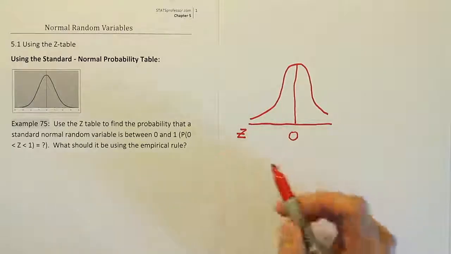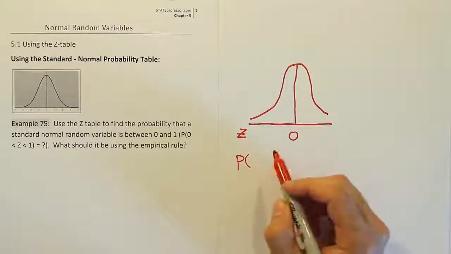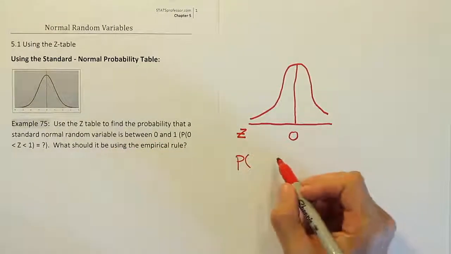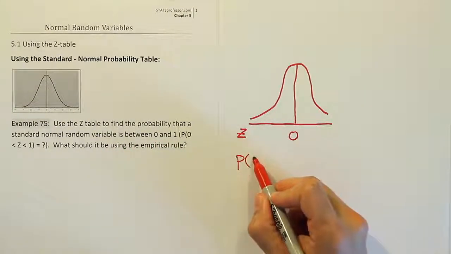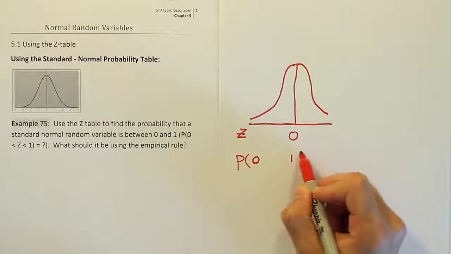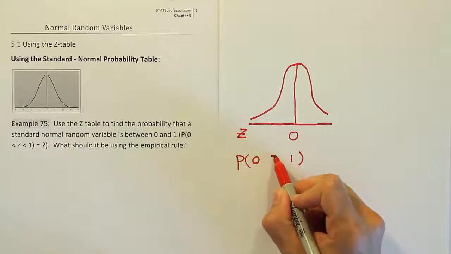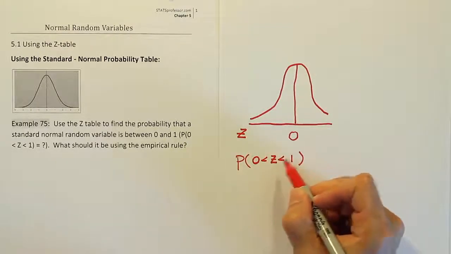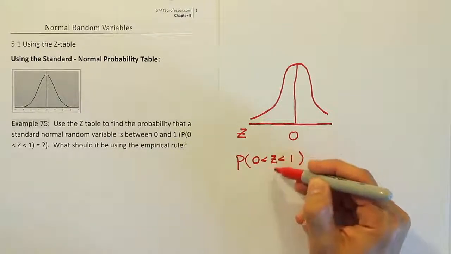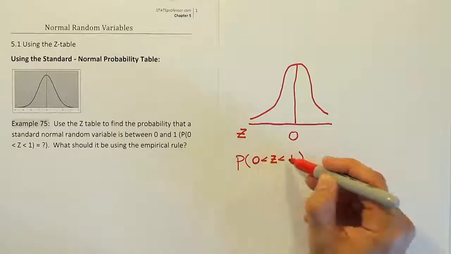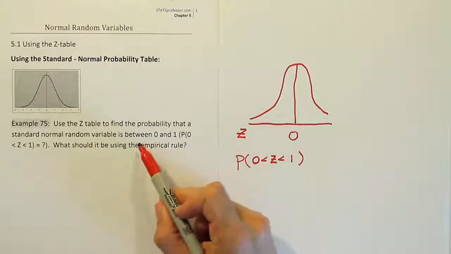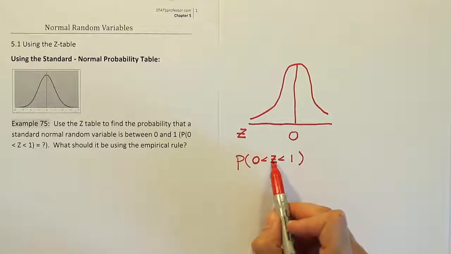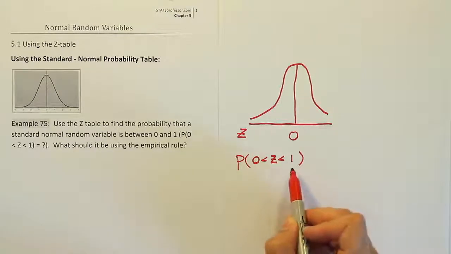Now the problem asks us to find the probability that a standard normal random variable is between 0 and 1. The way we write that statement in probability is to put a 0 and a 1 inside parentheses and then put a z between them. And then you use less than symbols surrounding the variable z, because what this is saying is that the z value we're looking for is bigger than 0 but less than 1. And that's the same as saying it's between 0 and 1. So whenever you want to say something is between two numbers, you're going to put the variable in the middle with less than symbols surrounding it.